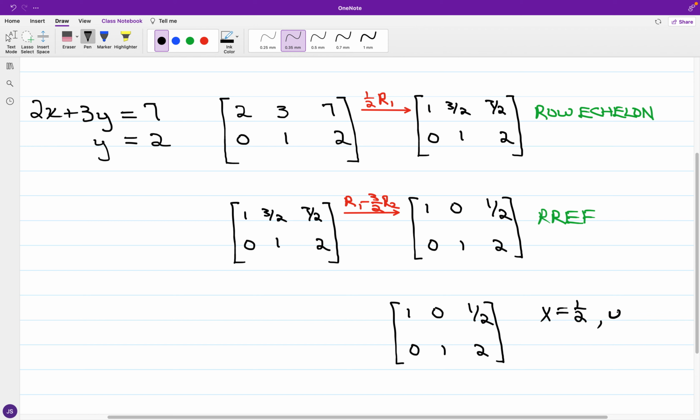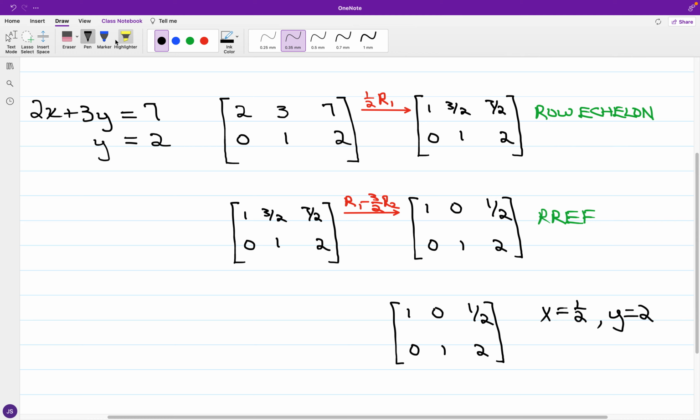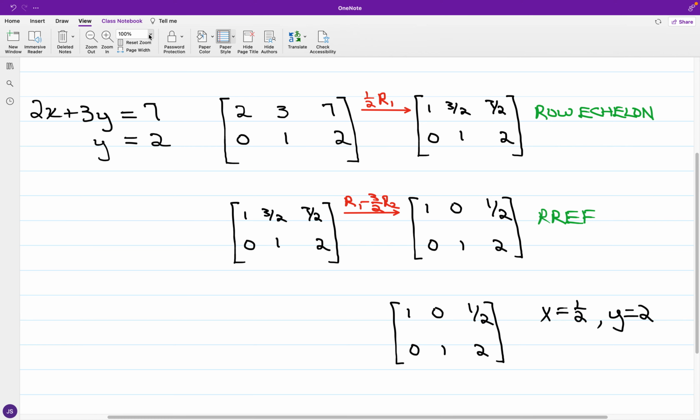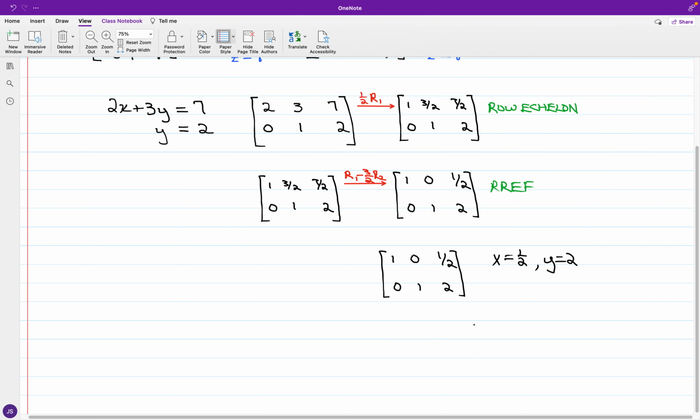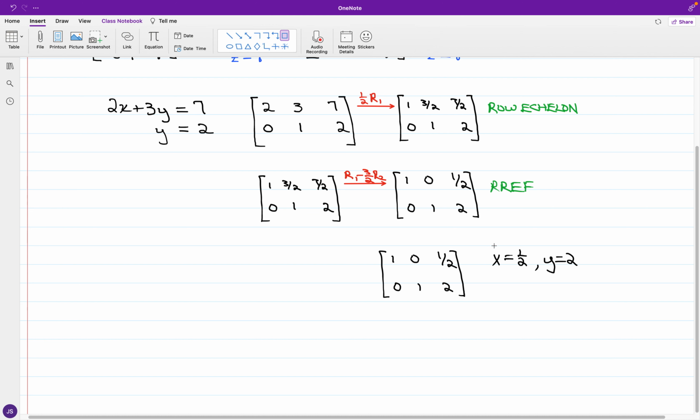And again, we had that y is equal to 2. Going back to the original setup, if I were to back substitute, you have x equal to 1/2. 2 times 1/2 is 1. 3 times 2 is 6. 1 plus 6 is 7. And again, we have that y is equal to 2. So this is going to check out.